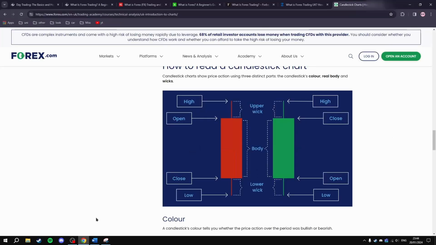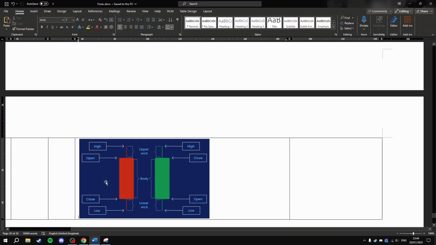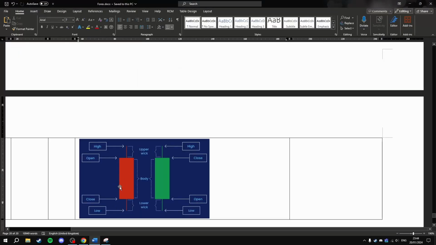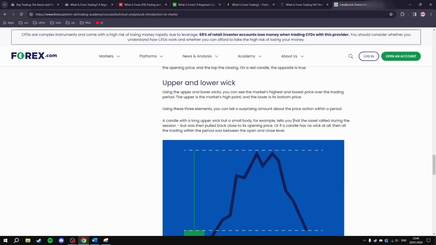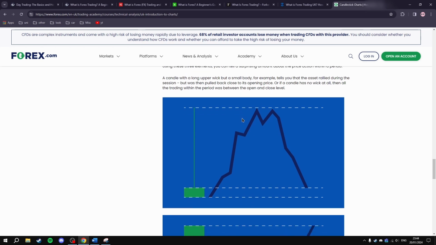What did they say? A candle with a long upper wick but a small body tells you that the asset rallied during the session, but was then pulled back close to its opening price. Or if a candle has no wick at all, then all the trading within the period was between the open and close level.